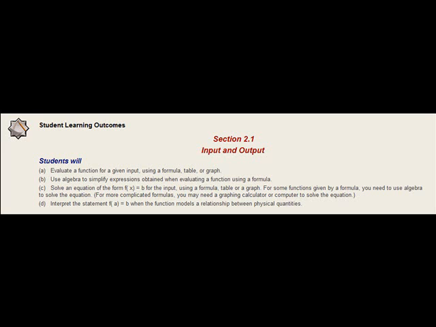This is section 2.1. The title of this section is Input and Output. In this section, students will evaluate a function for a given input using a formula, table, or graph, use algebra to simplify expressions obtained when evaluating a function using a formula, solve an equation of the form f at x equals b for the input using a formula, table, or graph.